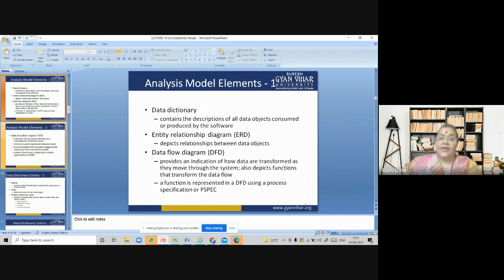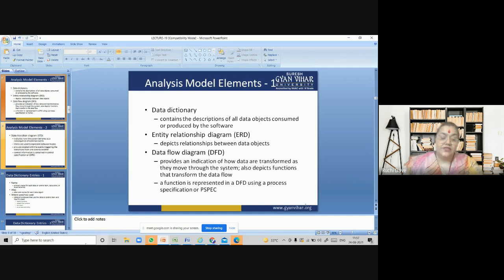So let's talk about data dictionaries. We have already discussed that data dictionaries contain the description of all the data objects which are consumed or produced by the software. Another thing that we'll be using is the entity relationship diagram, in short ERD. Entity relationship diagrams depict the relationships between the data objects, and we have talked about relationships like one to one, one to many, and seen how the databases are connected to each other. Because definitely we are designing our whole project.